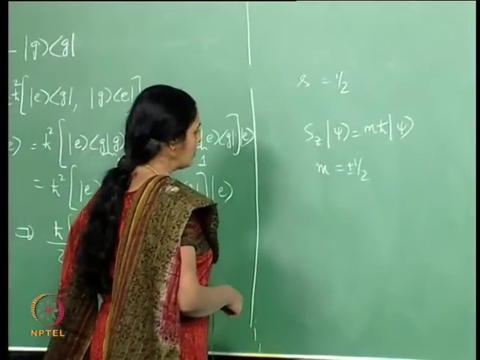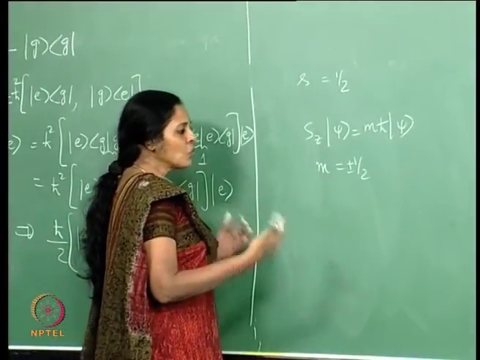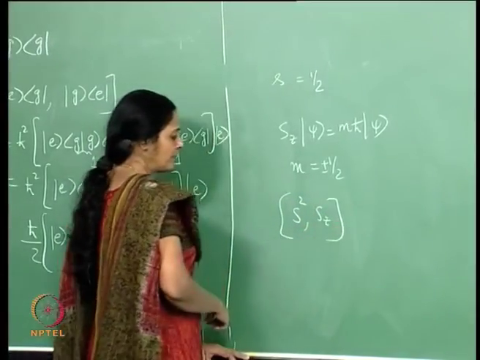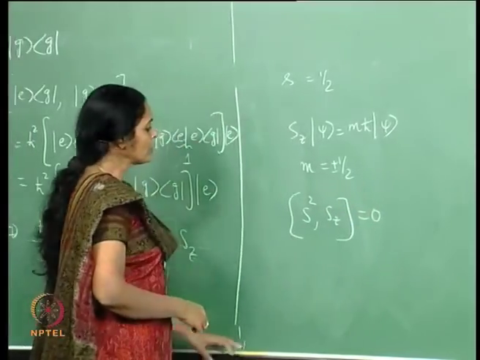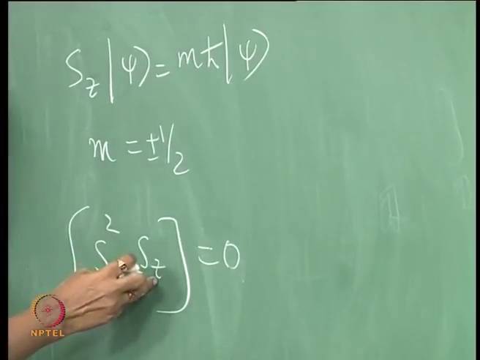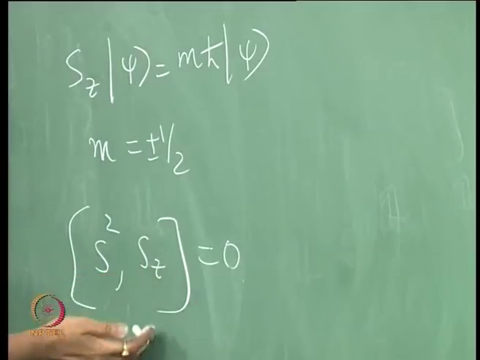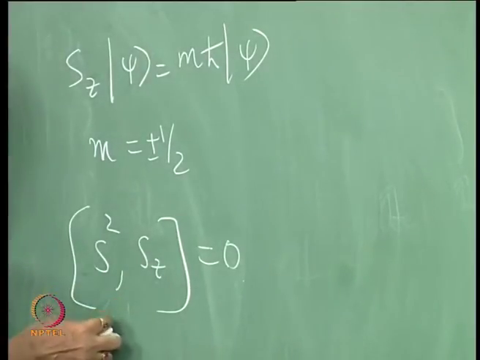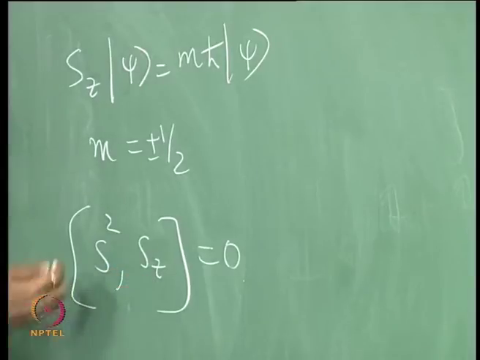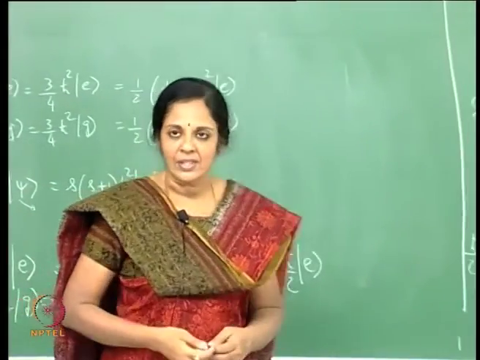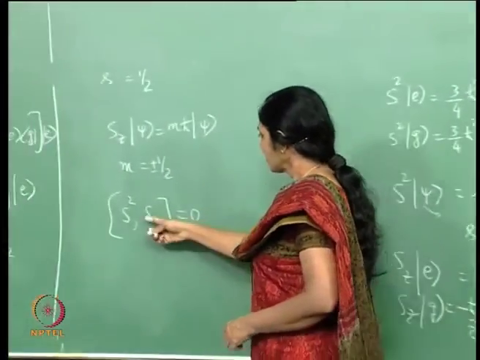Returning to the two-level atom, I find that there are two commuting observables, S squared and Sz. By commuting observables, I mean that this commutator is 0. It is also true that S squared commutes with Sx and with Sy, but since Sx, Sy and Sz do not commute with each other, the only commuting observables that I can talk about are S squared and Sz, or S squared and Sx, or S squared and Sy. It is conventional to use Sz as the operator along with S squared.